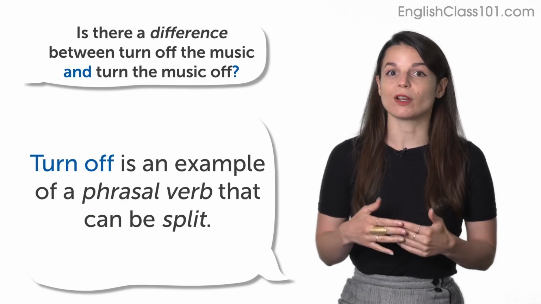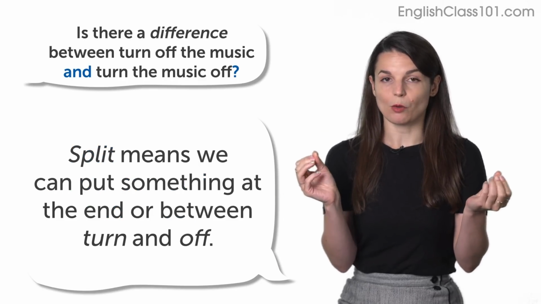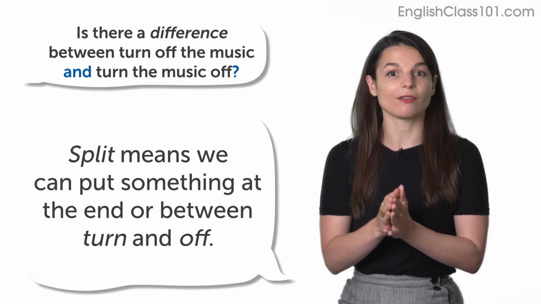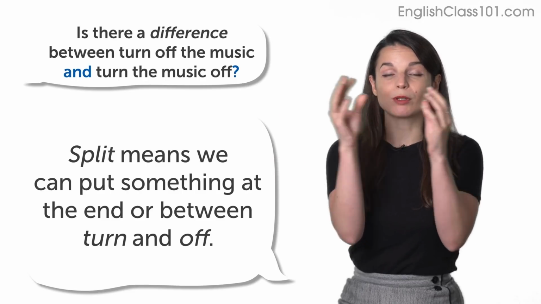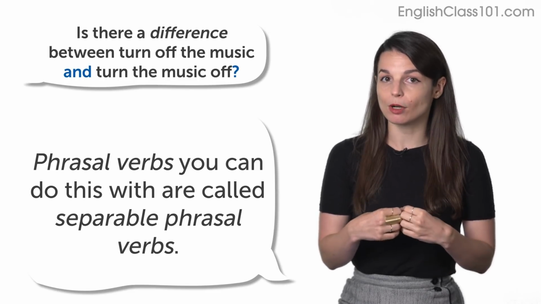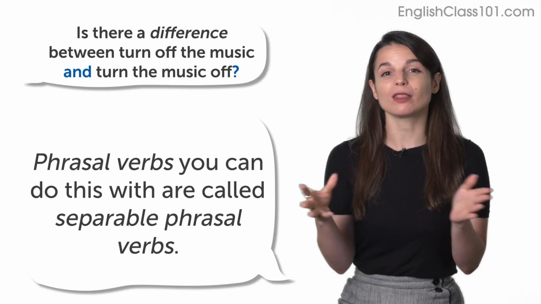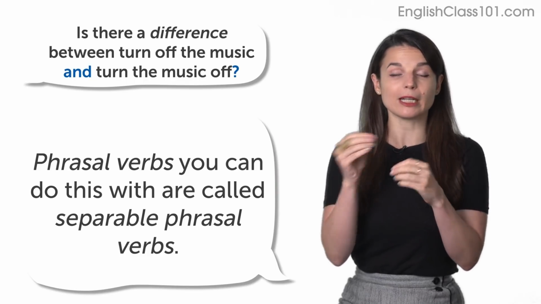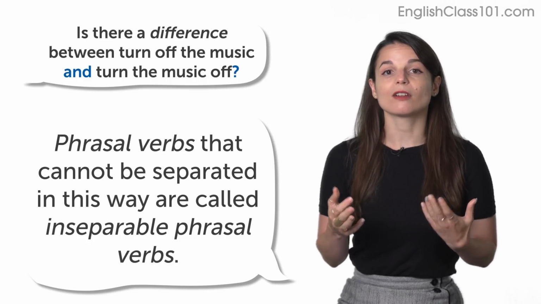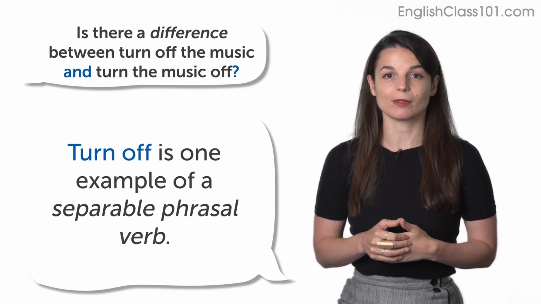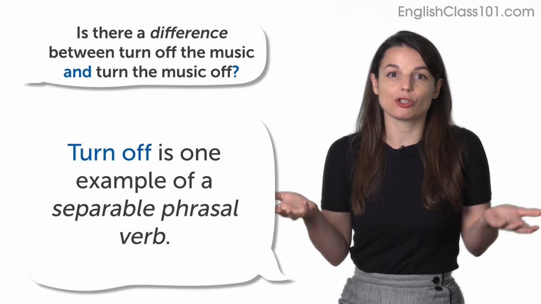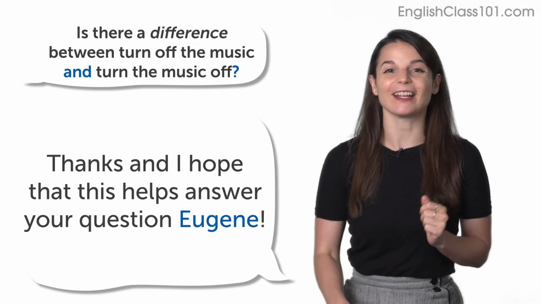Turn off is one of those phrasal verbs that can be split. So when I say split, I mean that when you use this phrasal verb, you can put the object of the phrasal verb at the end, or you can put it between the two words. So phrasal verbs that you can do this with are called separable phrasal verbs. So that means you can put the object of the verb after it or in between the two words. There are some phrasal verbs that you cannot do this with. These are called inseparable phrasal verbs. So turn off is one example of a separable phrasal verb. You can split it and choose whichever form you like. Thanks. I hope that answers your question.